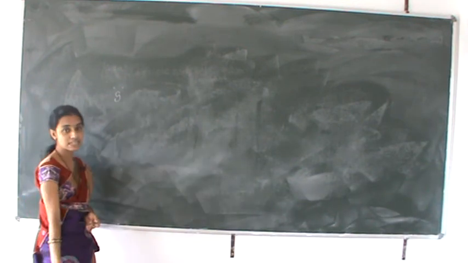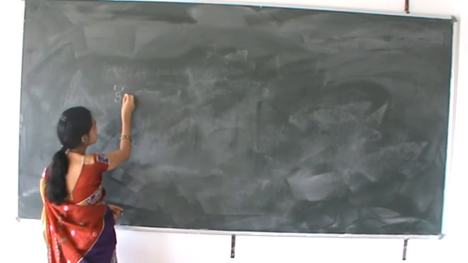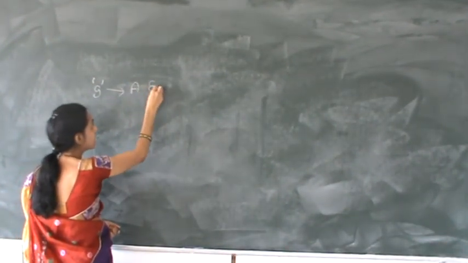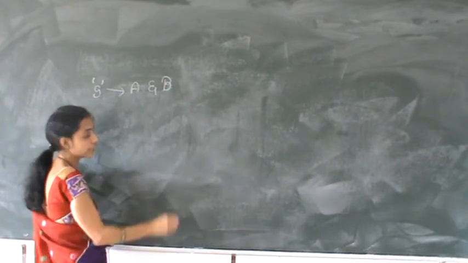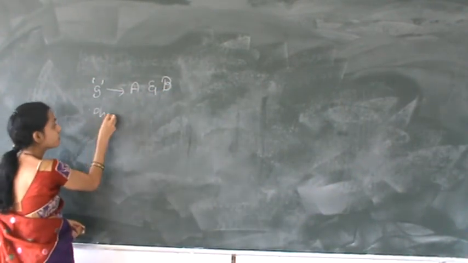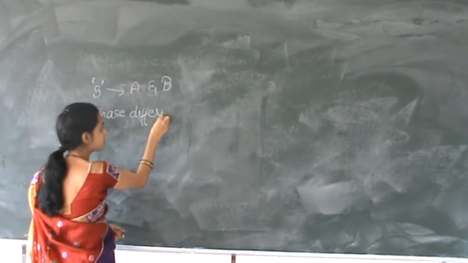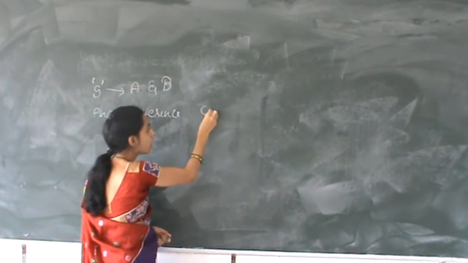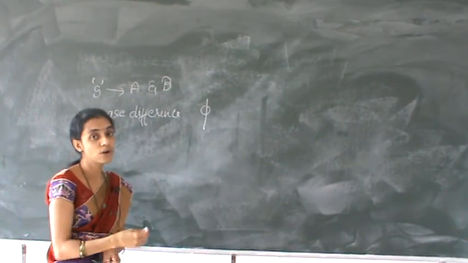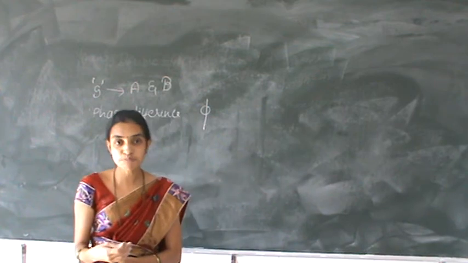Here S is the monochromatic source, which is equidistant from the two coherent sources A and B. The given condition is that there is a phase difference of pi. Just now I have considered various examples.